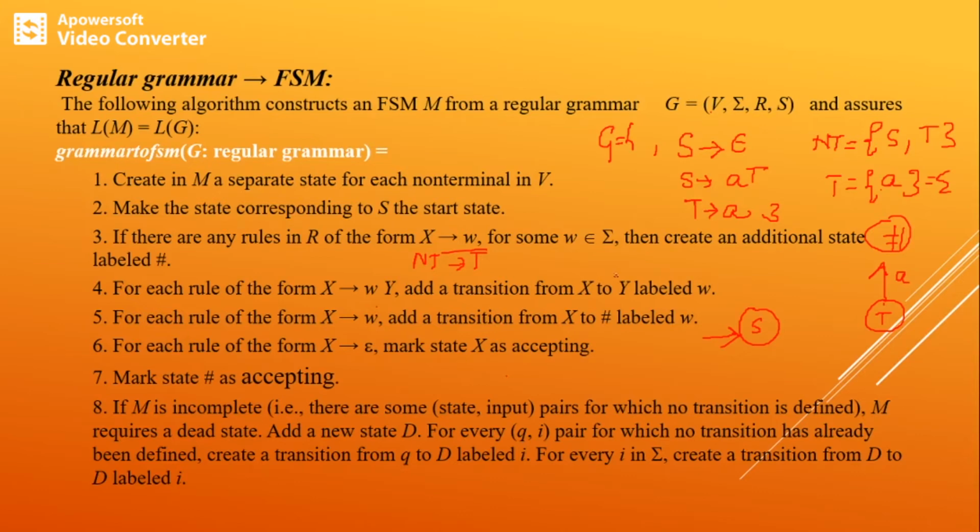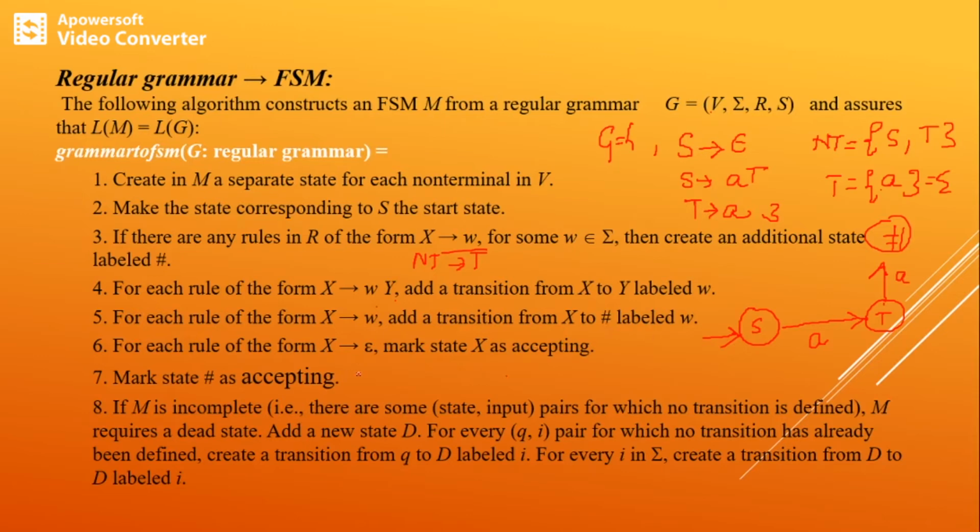Next, if you have a rule of the form X gives wY, there is that rule. This is the rule of that form, X gives wY, where w is nothing but an alphabet symbol. Now, S gives AT: S to T, show the transition and mark the transition with the label. Next we have X gives w, and that is done. Mark the transition from X to hash labeled w.